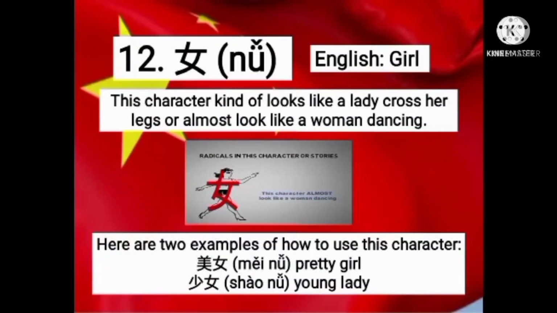Number 12 is Nu. In English, girl. This character kind of looks like a lady crossing her legs, or almost like a woman dancing. Here are 2 examples of how to use this character. Ni Nu, which means pretty girl. Xiao Nu means young lady.